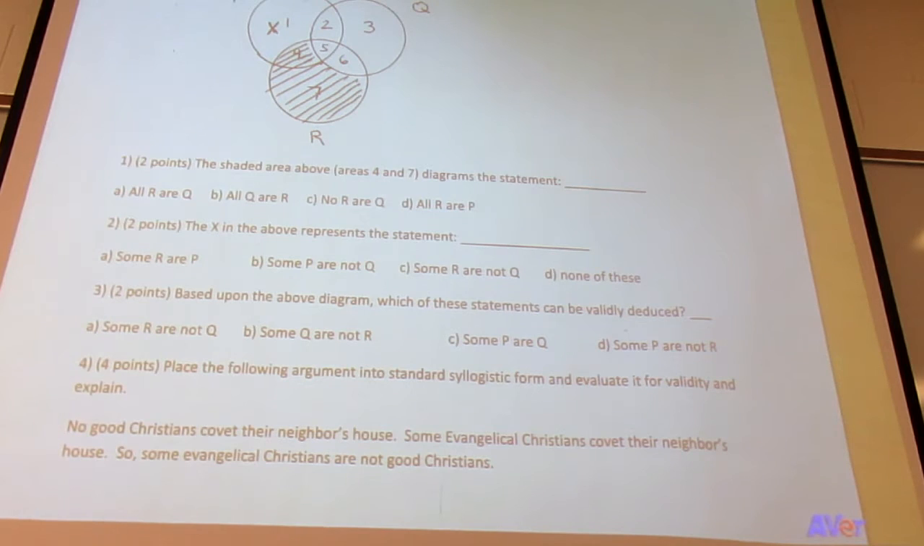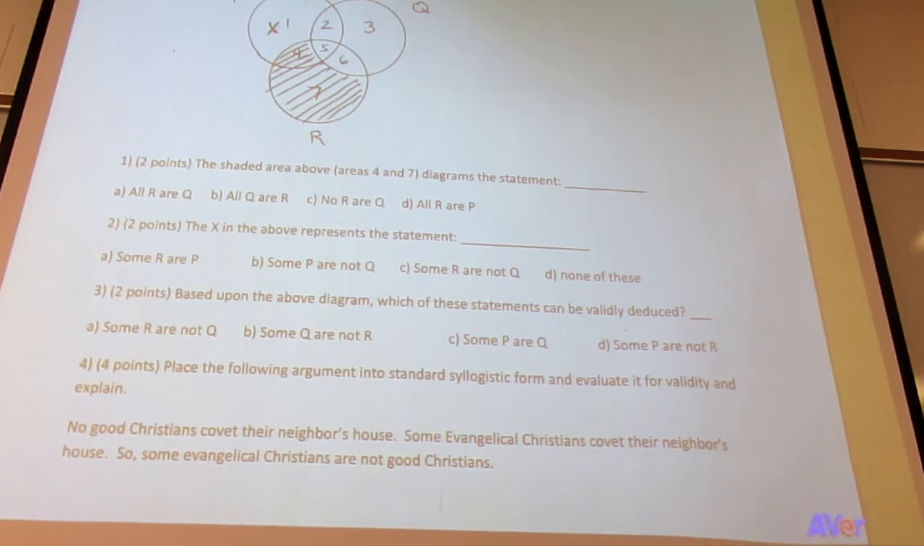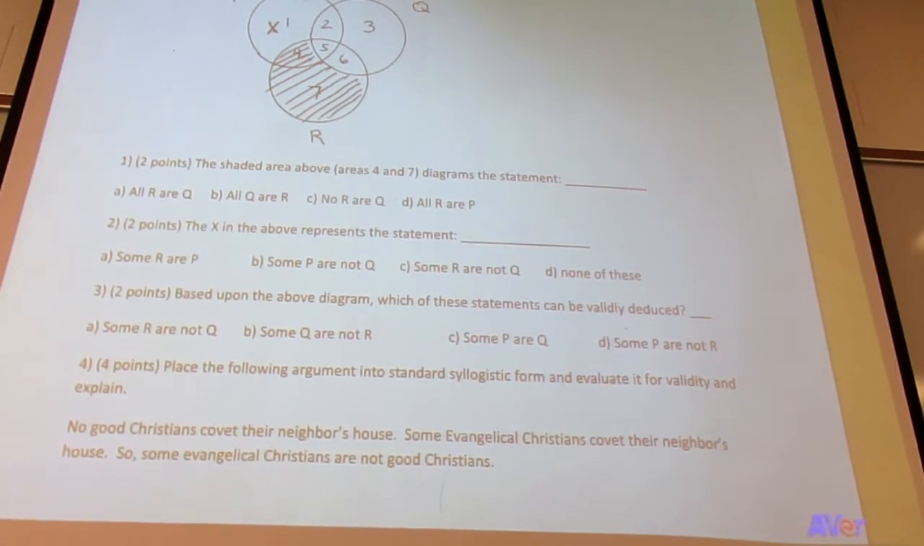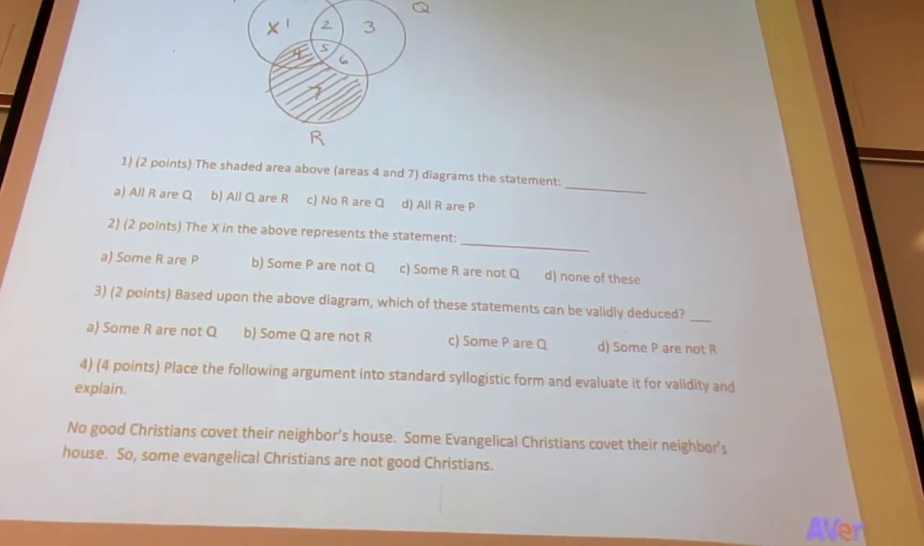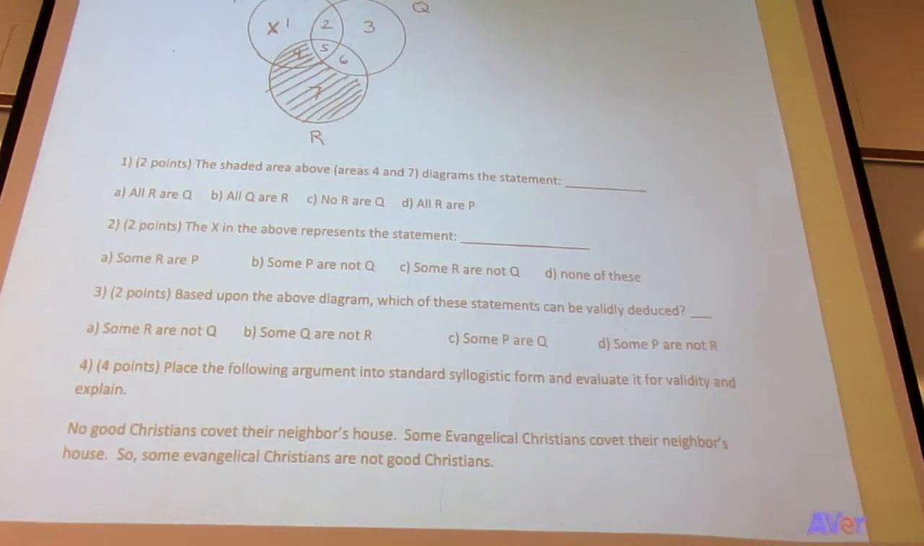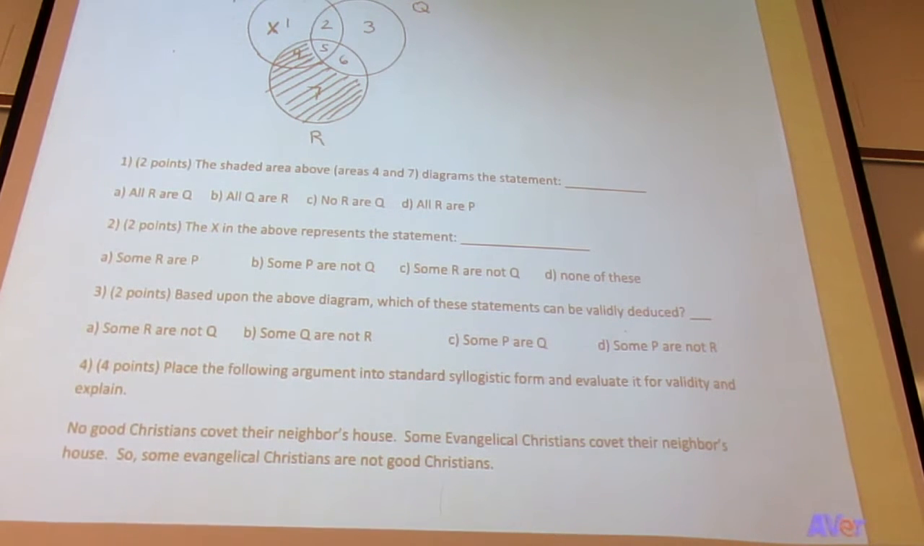Place the following argument into standard form and evaluate it for validity and explain. Let's do this. No good Christians covet their neighbor's house. Some evangelical Christians covet their neighbor's house. So, some evangelical Christians are not good Christians. Let's work this one.